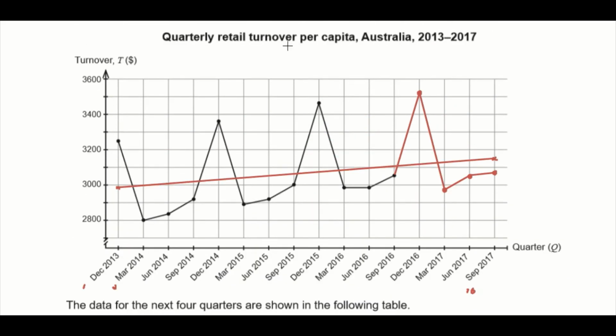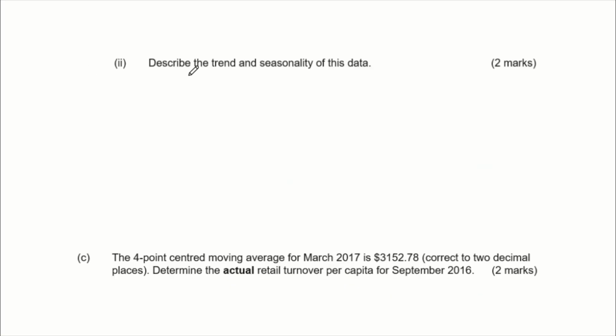Okay, so move on to the next part: describe the trend and the seasonality of this data. I think the majority got the first part. For the second part, the seasonality, you need to add some more things in this question because they are not asking you to find out how many points are in the data. They are asking you to describe the season.